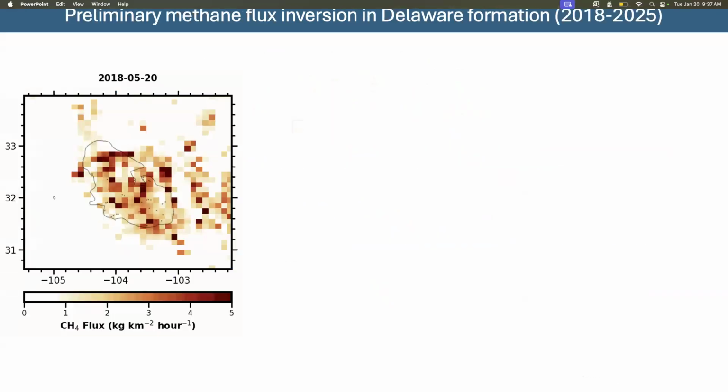Here are some of the preliminary results for the flux inversion for the first boundary, the Delaware Formation. These are very fresh results. Currently I only did monthly runs, one month at a time, because even making the whole Jacobian was much more memory intensive, and I'm still trying to figure out computationally efficient ways to do the whole inversion at once, if possible.